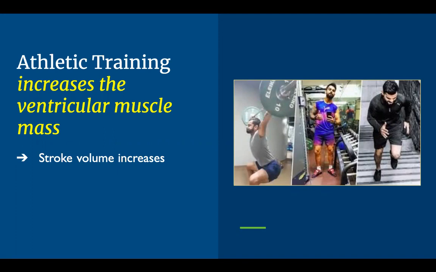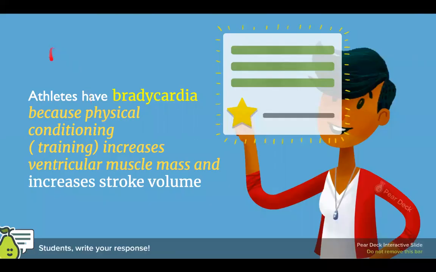So if the stroke volume, say, becomes 90 instead of 70, then the heart will have to beat at a rate of 60 or less. And a heart rate of less than 60 is called bradycardia. So athletes have bradycardia because physical training conditioning increases the ventricular muscle mass and increases the stroke volume.